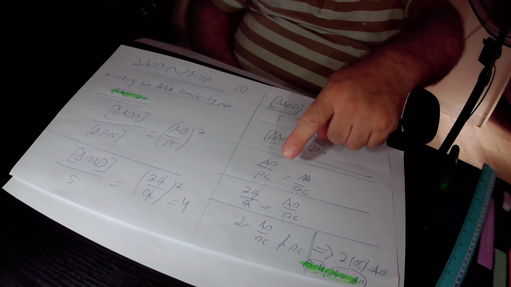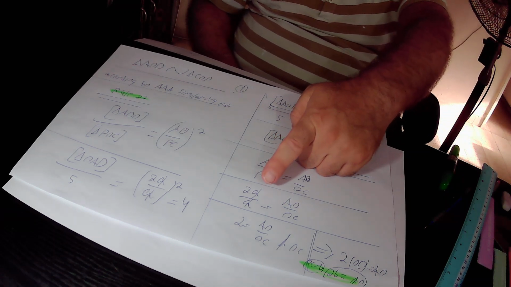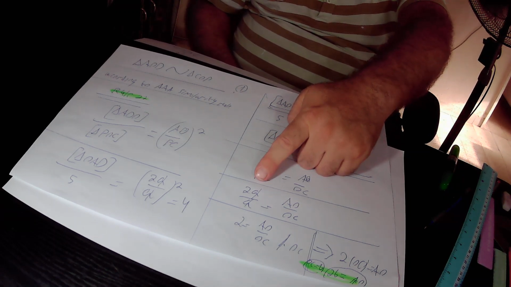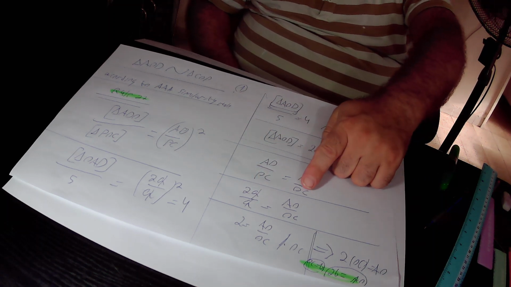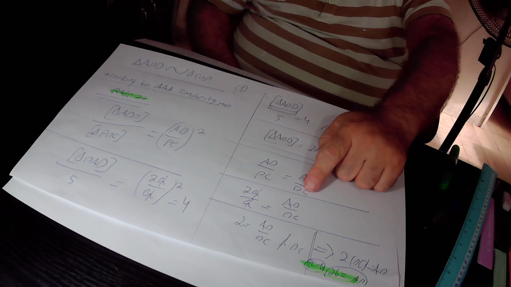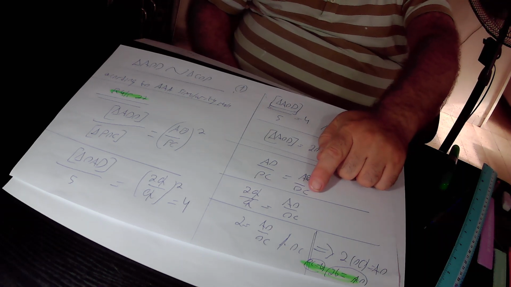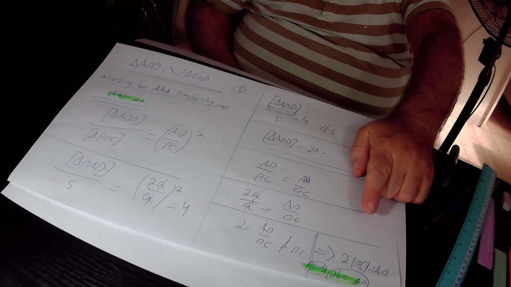AD is 2A, PC is A. We have A in the numerator and A in the denominator, so A will get cancelled. So on this side of the equation we are left with 2. So 2 equals AO over OC. If we multiply this equation by OC, we find that 2 times OC equals OA.